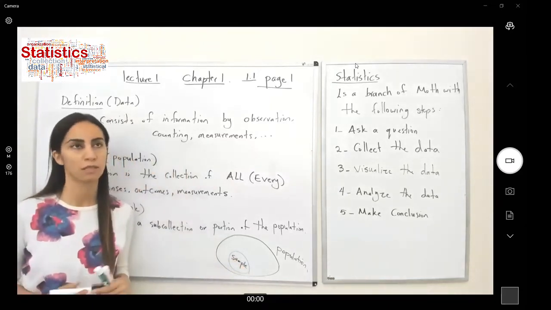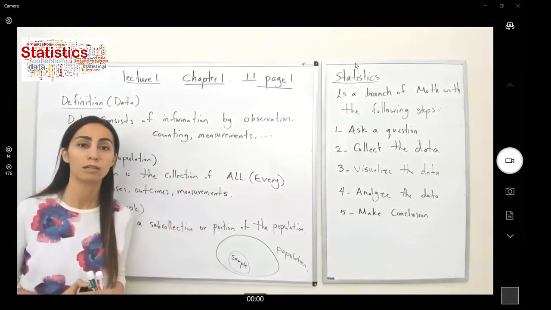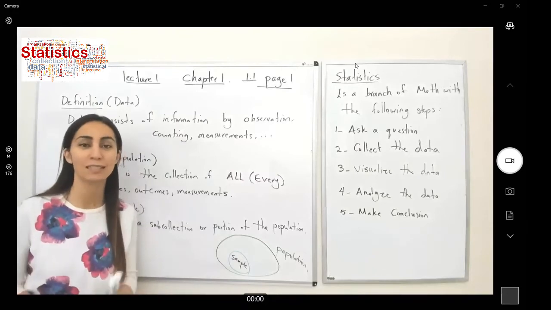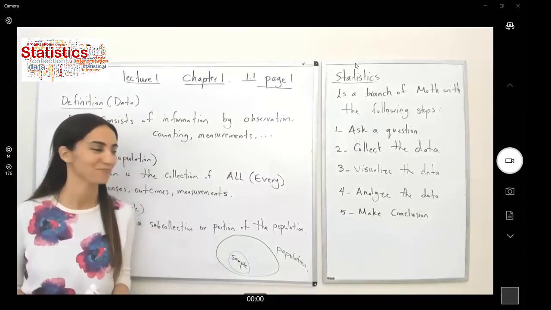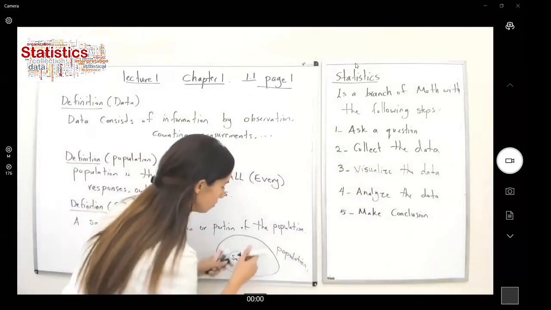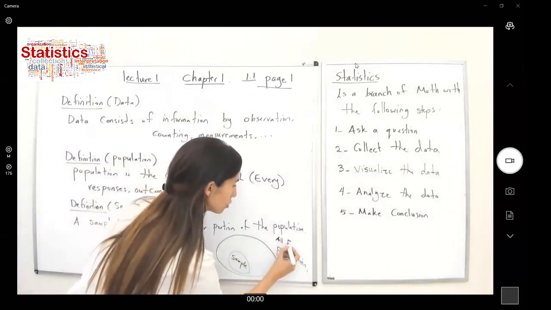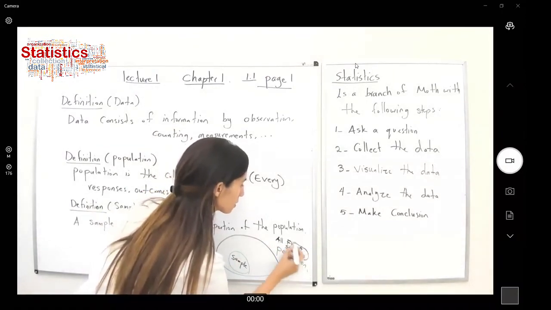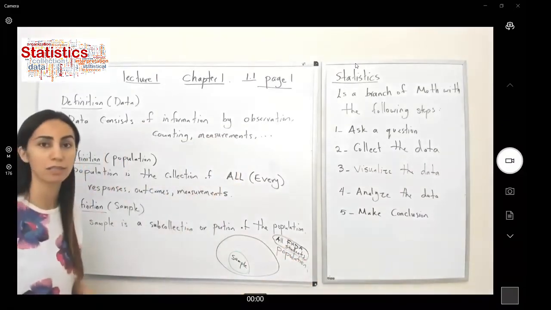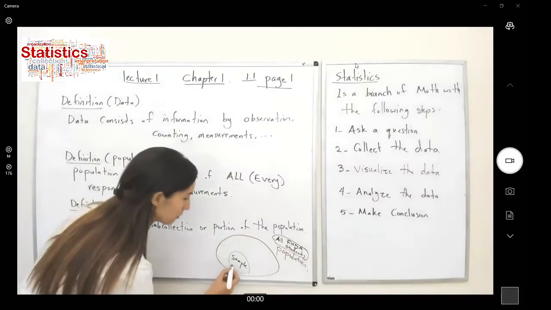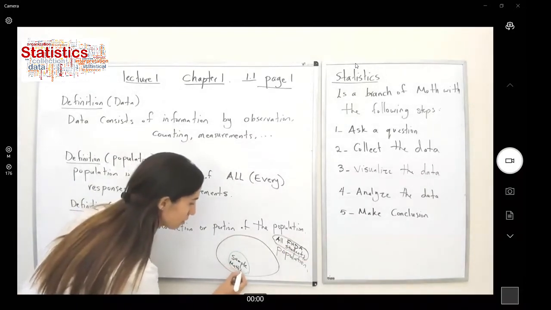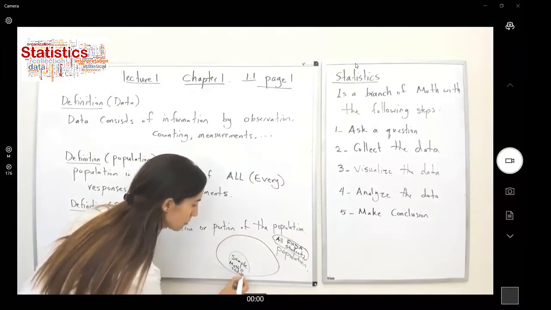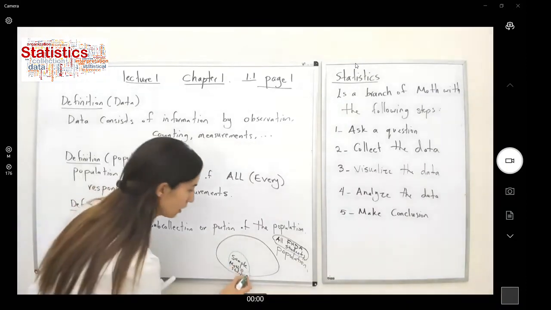In this example, the population is all De Anza College students, and the sample is students sitting in Math 10 class. So all Foothill De Anza students is your population, and students sitting in this Math 10 class is the sample. Math 10 students. So let me write it here. Very small sample.